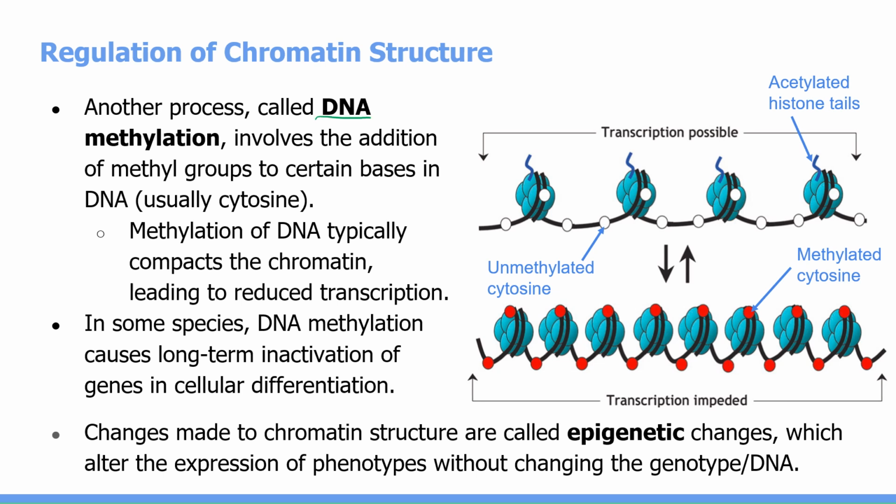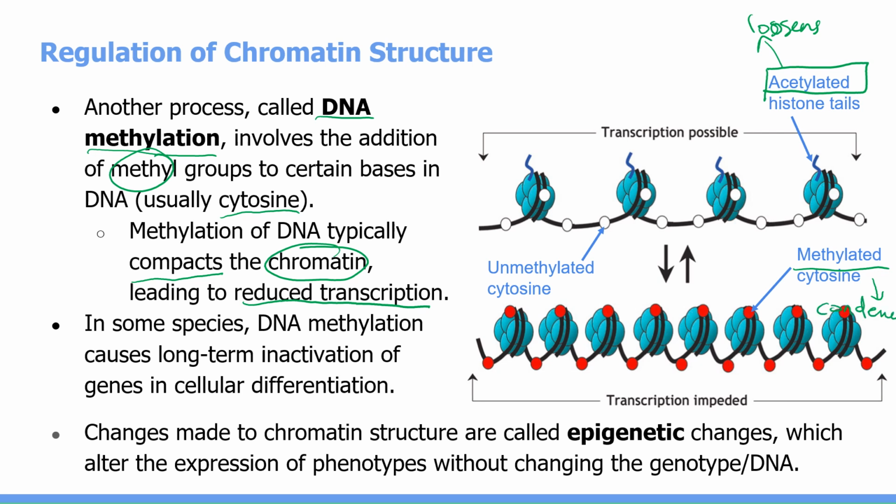And another process called DNA methylation involves the addition of a methyl group to certain bases in the DNA, and this is usually to cytosine. And then this methyl group usually causes the compaction of the chromatin, thus reducing transcription. So far, we have the process of acetylation, which again loosens. And then we have methylation, which again condenses. So two things you need to remember to tie those things to each other.